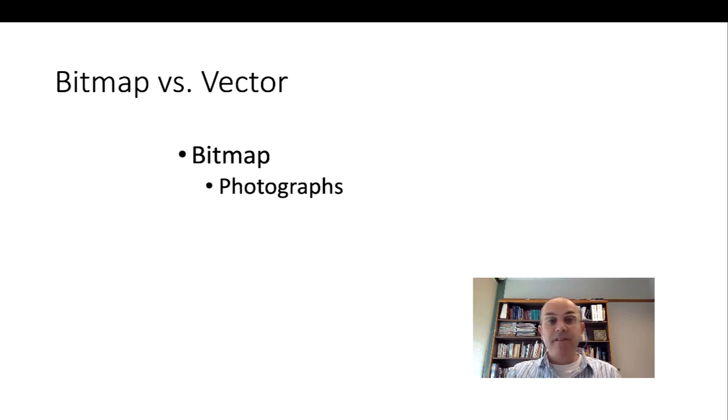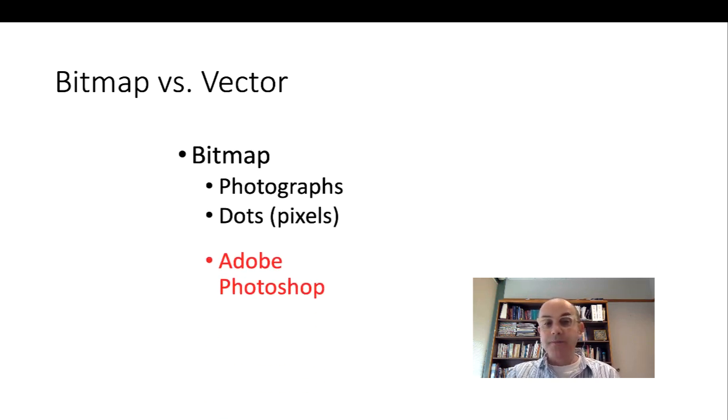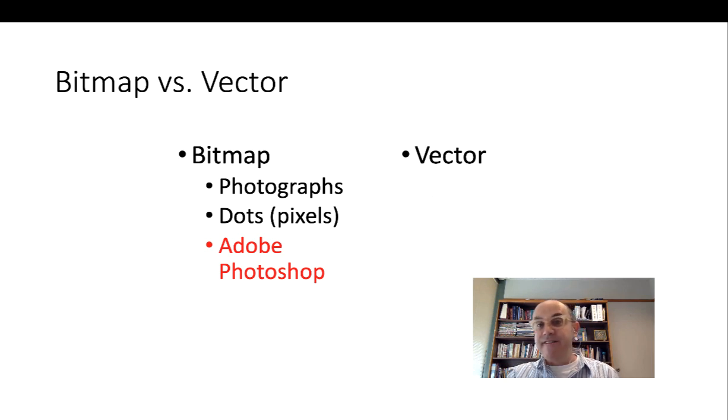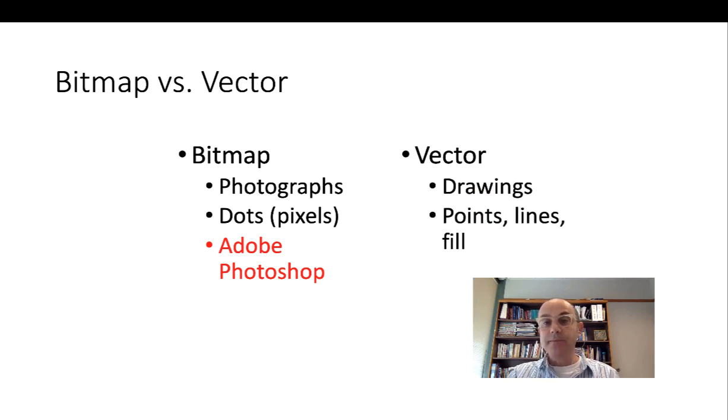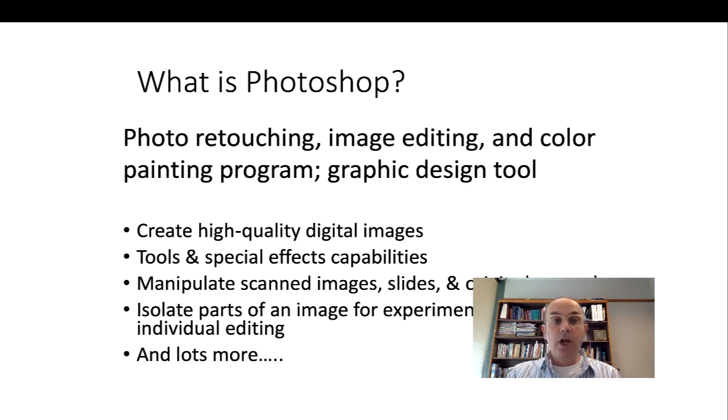So bitmap: photograph, dots. Vector is drawing; points, lines, and fills make up the content of the vector image, and it's used by Adobe Illustrator. So what is Photoshop? It is the ability to edit your images, and so it's the ability to create high quality images.